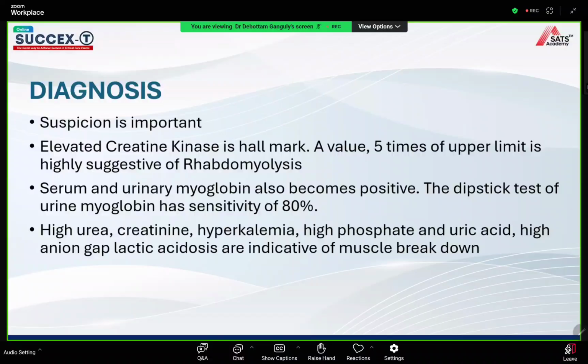So diagnosis: we have to suspect it, suspicion is important. Elevated creatine kinase is the hallmark.